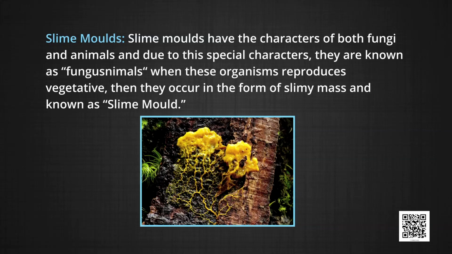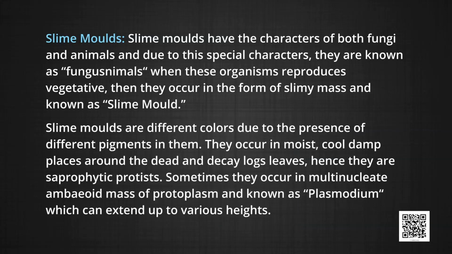Slime molds. Slime molds have the characters of both fungi and animals, and due to these special characters, they are known as fungus animals. When these organisms reproduce vegetatively, they occur in the form of a slime mass and are known as slime mold. Slime molds are of different colors due to the presence of different pigments in them. They occur in moist, cool, damp places around dead and decaying leaves. Hence, they are saprophytic protists.